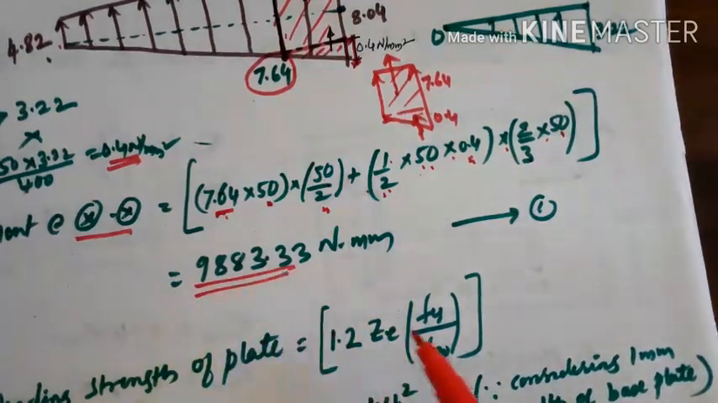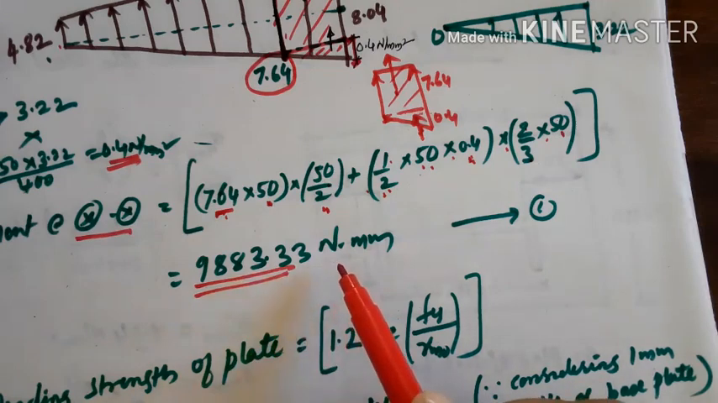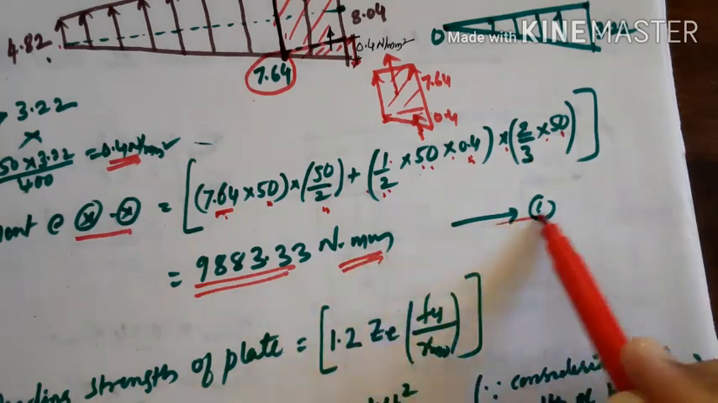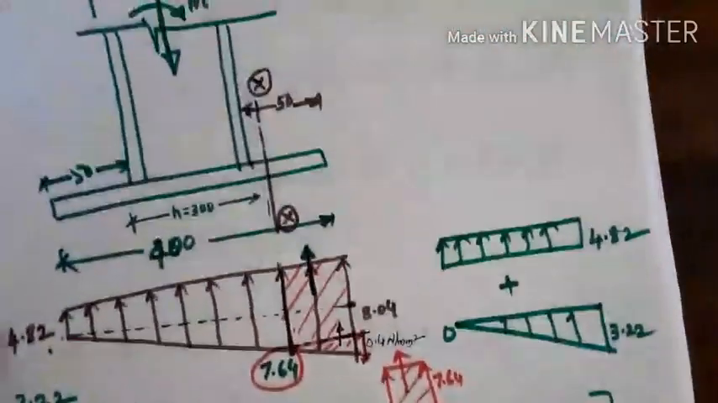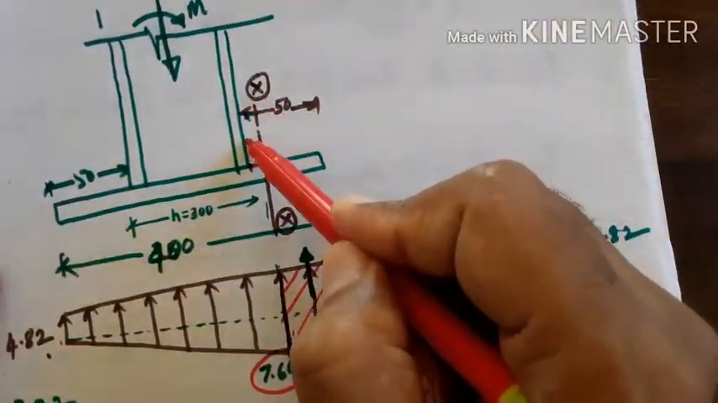Then this is the answer I get. That is, moment at xx will be 9883.33 Newton millimeter. Let us call this equation number 1. So this is the actual moment acting at xx, acting here at xx.